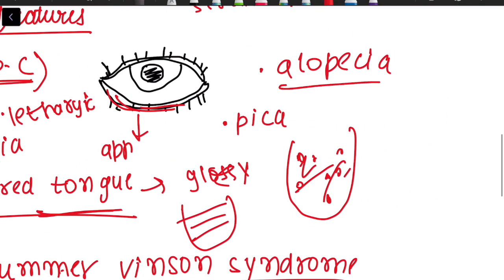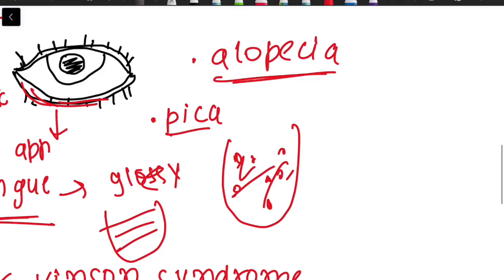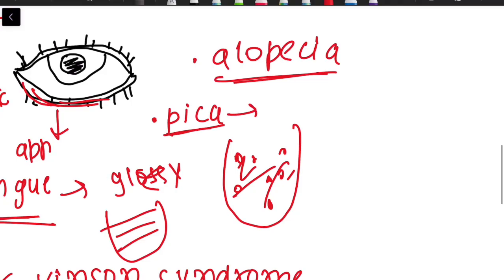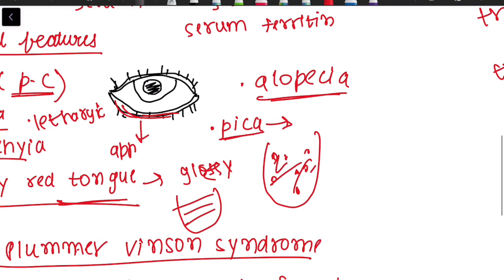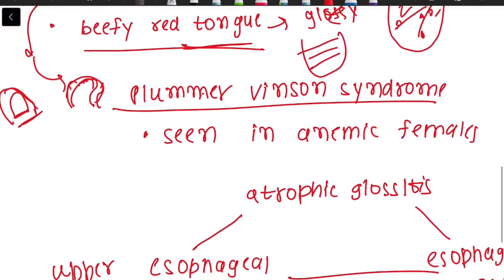And alopecia, also hair loss, and pica. This is also a very important symptom. Pica, basically the patient presents with a habit to eat unnatural substances, like he or she may want to eat soil. He or she may say, Doctor Sahab, I am having a lot of craving to eat soil. So this is also a symptom seen in patients of iron deficiency anemia.